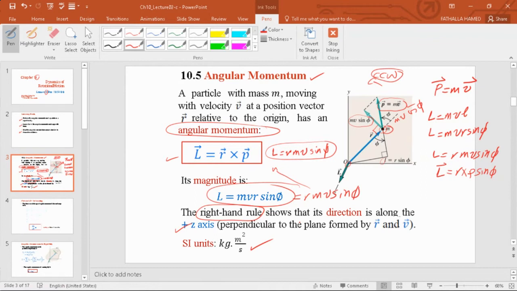So the definition now for angular momentum is r cross p, where r is the position vector, how far the particle is from the axis of rotation, and p is the linear momentum, which is equal to mv. And since it's a cross product, you're going to use the right hand, and the direction will be perpendicular to the plane formed by the position vector and the v here, because the linear momentum is mass, and mass is a scalar, multiplied by the velocity, and the SI units will be kilogram meter squared per second. That's our definition for the angular momentum. Is this clear? Any question on these?